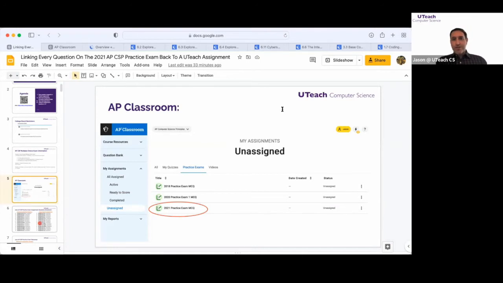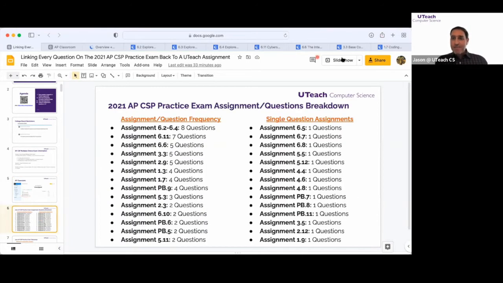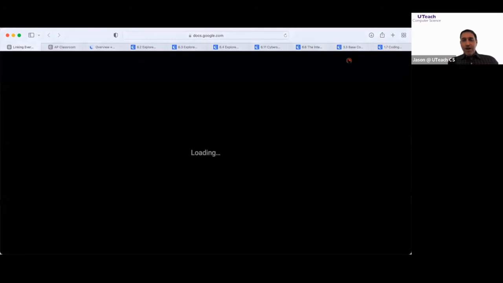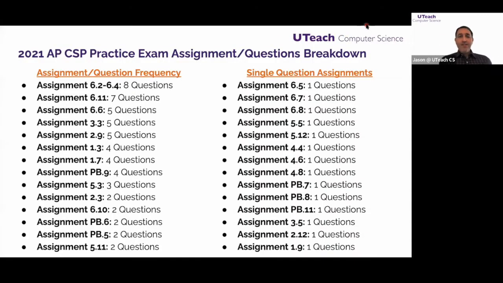But now I'm going to give you more details. So let's take a look. I have mapped every single one of the questions back to an assignment. And when I did that, here's the data that I learned. Okay, assignments 6.2, 6.3, and 6.4. These three assignments are actually College Board requirements.